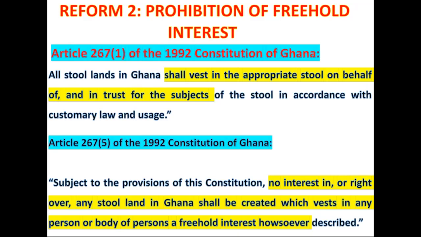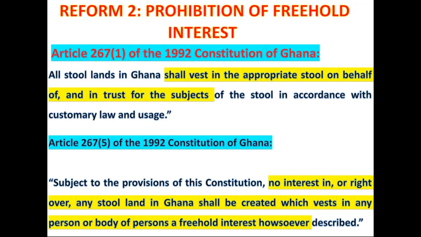"Subject to the provisions of this Constitution, no interest in or right over any stool land in Ghana shall be created which vest in any person or body of persons a freehold interest howsoever described." I'll take the quote again. Subject to the provisions of this Constitution, no interest in or right over any stool land in Ghana shall be created which vest in any person or body of persons a freehold interest howsoever described.